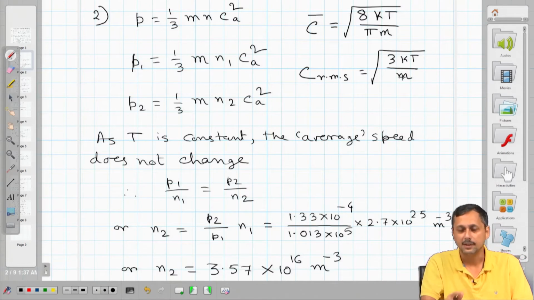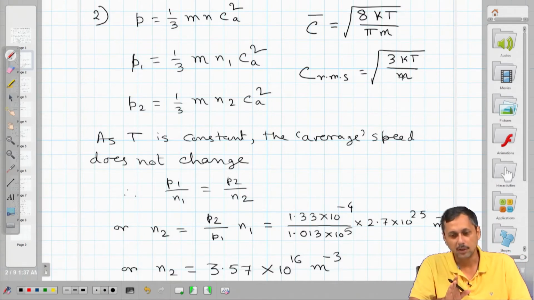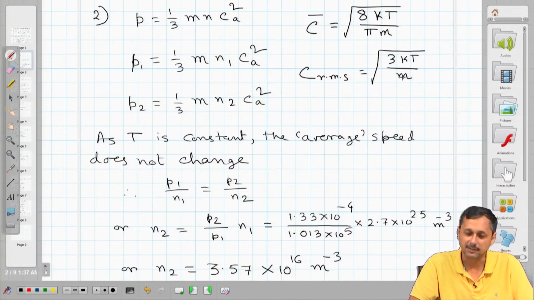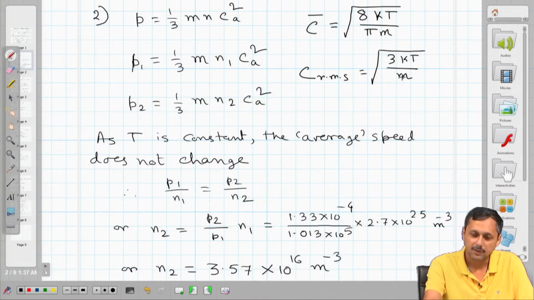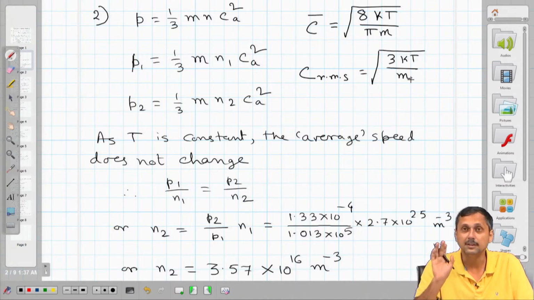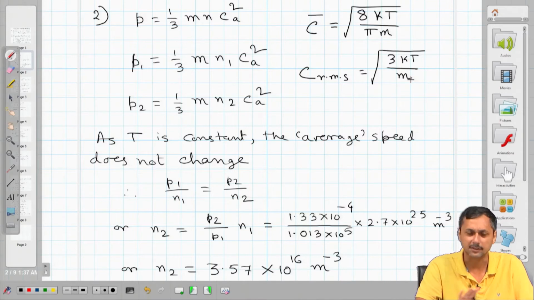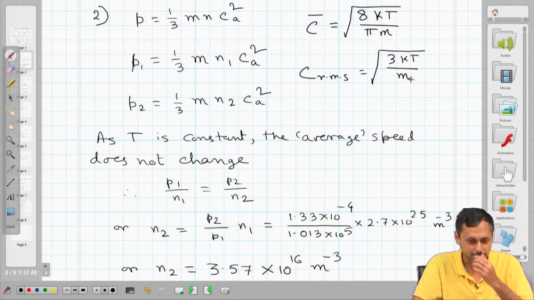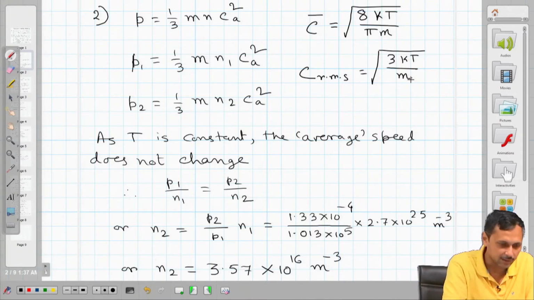But either way, they both depend only on m and T, and k and pi are constants anyway. So, for the same molecule, if the temperature remains constant, the speed does not change. So, it does not matter whether we take mean speed or RMS speed for this particular problem, because this will not affect the solution by any means.